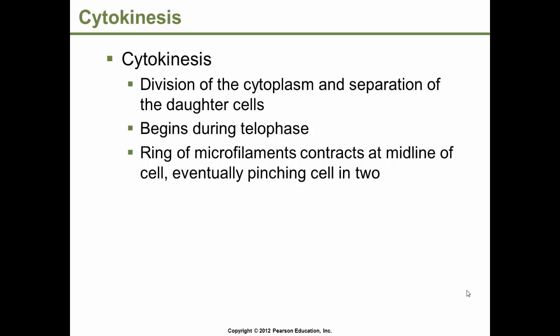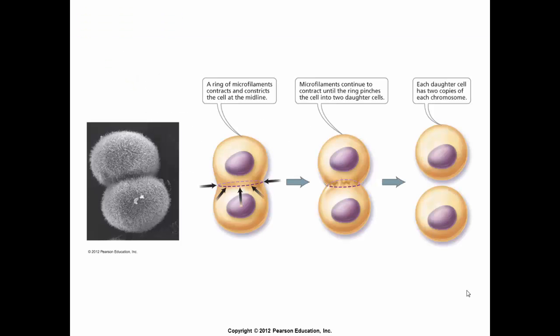Cytokinesis is the division of the cytoplasm and separation of the daughter cells. This begins in late telophase, and a ring of microfilaments contracts at the midline of the cell, eventually pinching the cell in two. This shows an image where a ring of the microfilaments contracts and constricts at the midline of the cell. These microfilaments continue to contract until the ring pinches the cell into two daughter cells.